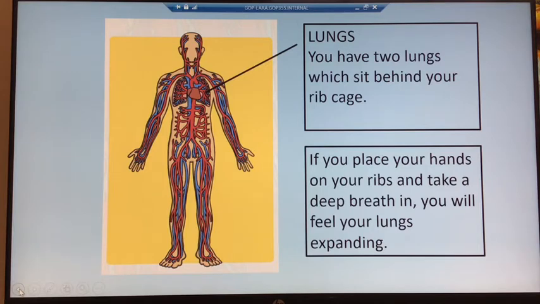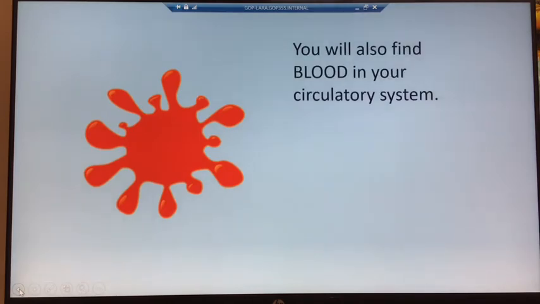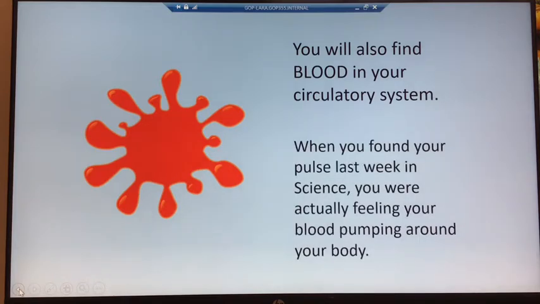So we've talked about lungs, blood vessels, heart. The final part of the circulatory system that we're going to be looking at is your blood. We will be looking at this in a lot more detail next week. When you found your pulse last week in science, when you felt your neck or you felt your wrist, what you were feeling was your blood pumping around your body. Maybe you want to check it now. See if you can feel it now. I feel mine in my wrist.